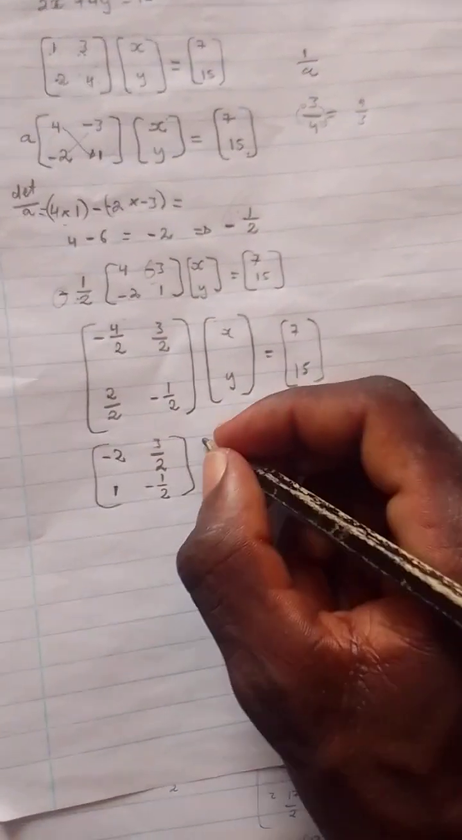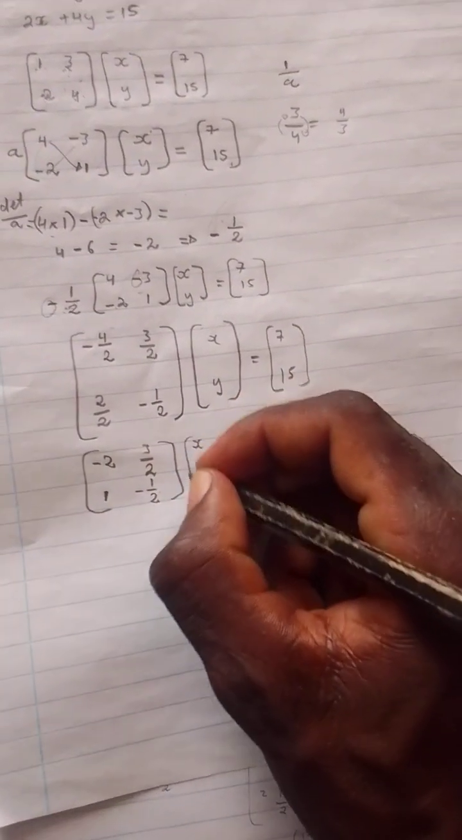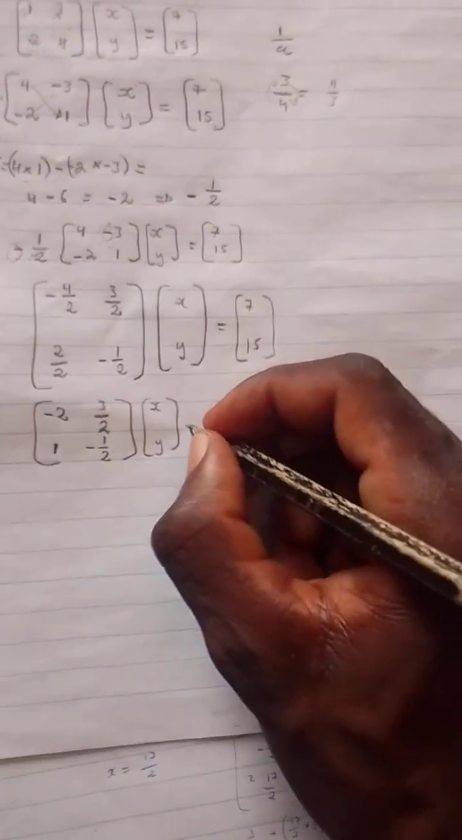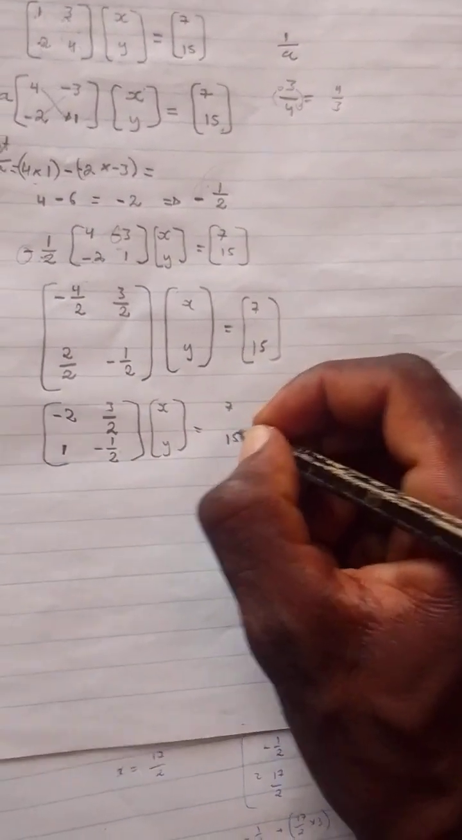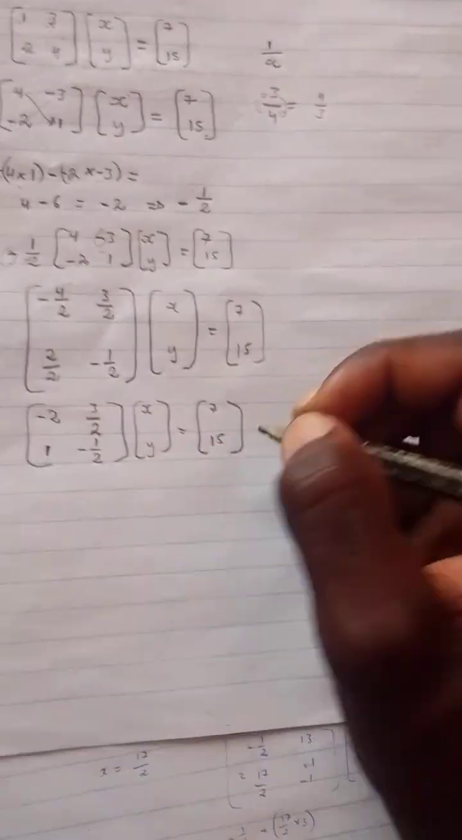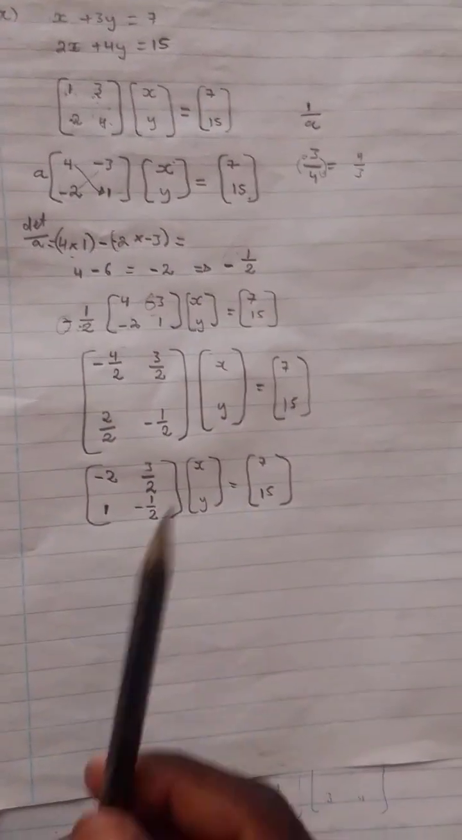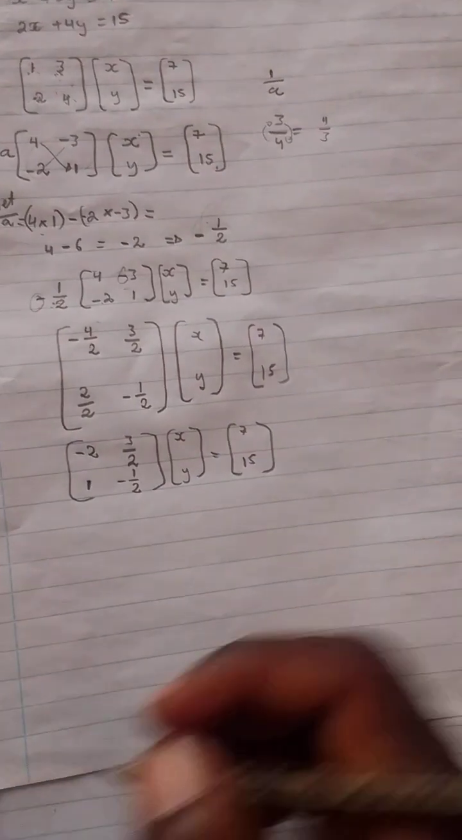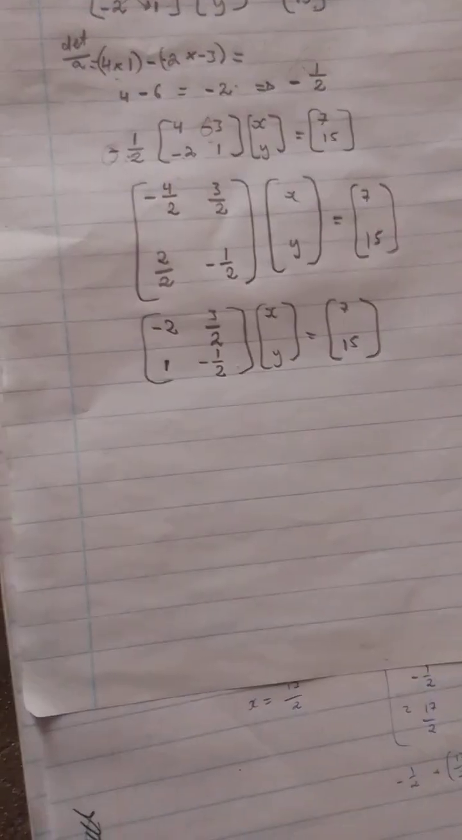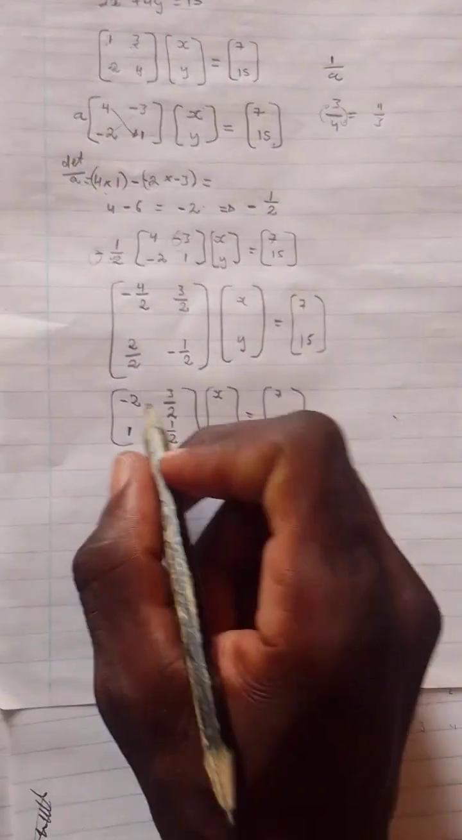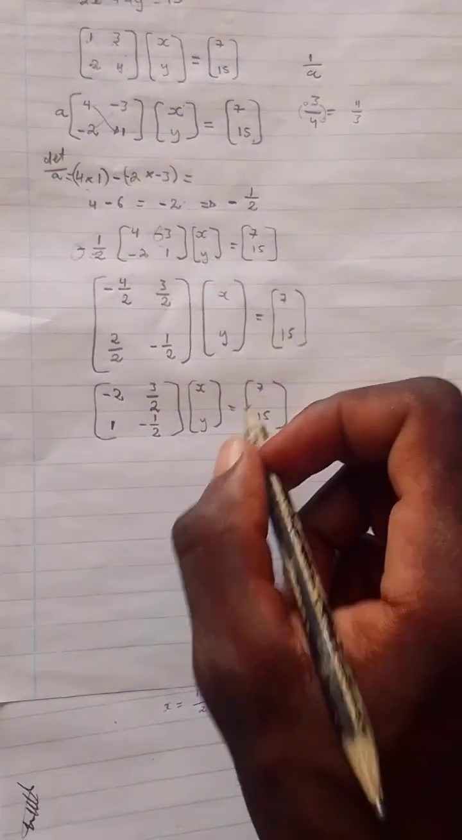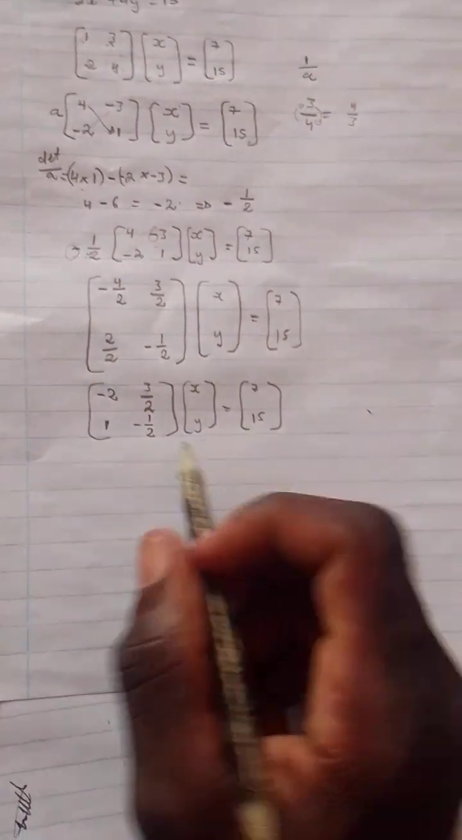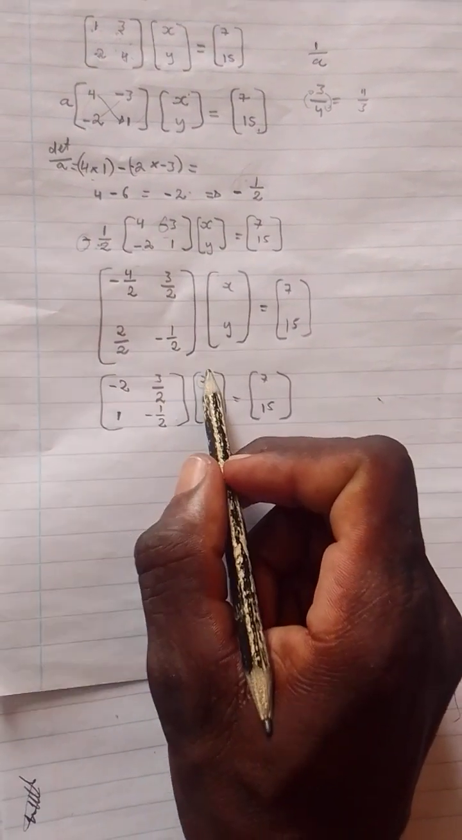Then you close, then x and y is equal to 7/15. You were asked to find the variables of x and y, right? Okay, now it's up to you. You take your calculator and you can find the value of x first. You can see that x is here, right?